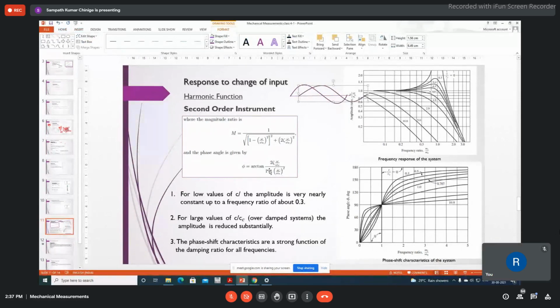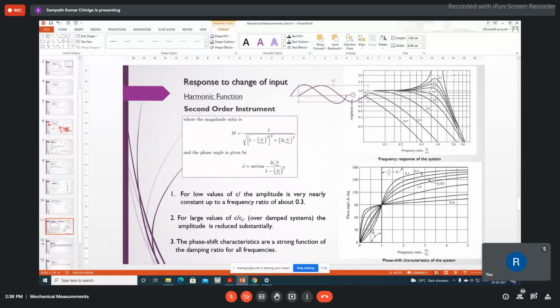It is a very strong function. Phi is a strong function of zeta and frequency ratio. Both it is depending, this phase angle is dependent on zeta and frequency ratio. Here also you can see the amplitude ratio is a strong function of zeta and frequency ratio. So therefore, you can see from here, this is 0.3, this one is 0.3, 0.5, and then you are slowly increasing this value. So you can see that the phase shift characteristics, these two curves, are almost linear up to a value of 0.5 frequency ratio.